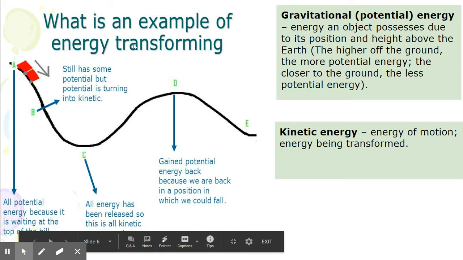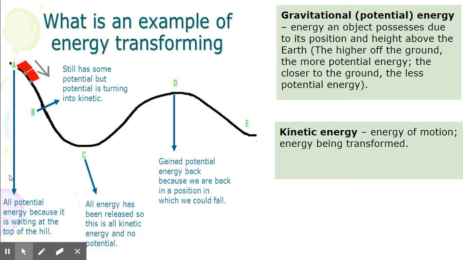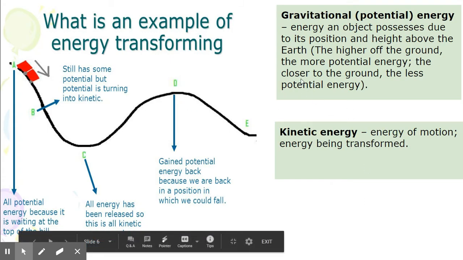What is an example of energy transforming? So here at position A, all potential energy because it's waiting at the top of the hill. At point B, you still have some potential, but potential is turning into kinetic. At point C, all energy has been released, so this is all kinetic energy and no potential energy. And then as you go back up, you gain potential energy back because we're back in a position in which we could fall.